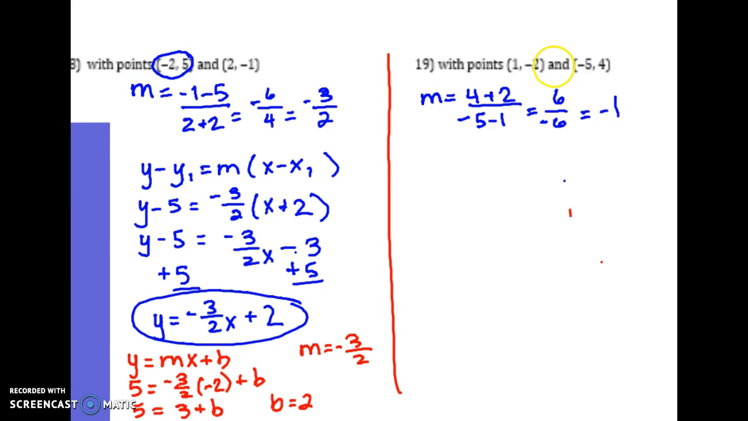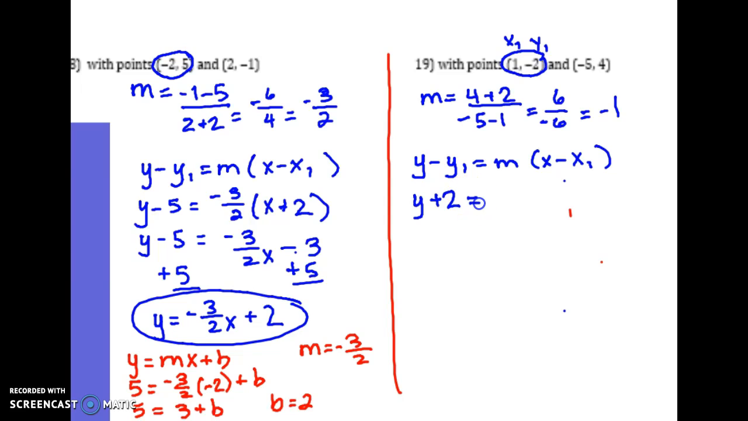I'm going to pick this first point here to use. Again, you could pick either point. Put it in point slope form, which is y minus y sub 1 is equal to m times x minus x sub 1. Remember, this is your x1, this is your y1. So y minus, or y plus 2, because we're subtracting a negative. Y plus 2 is going to be equal to our slope, which is -1, times x minus 1.